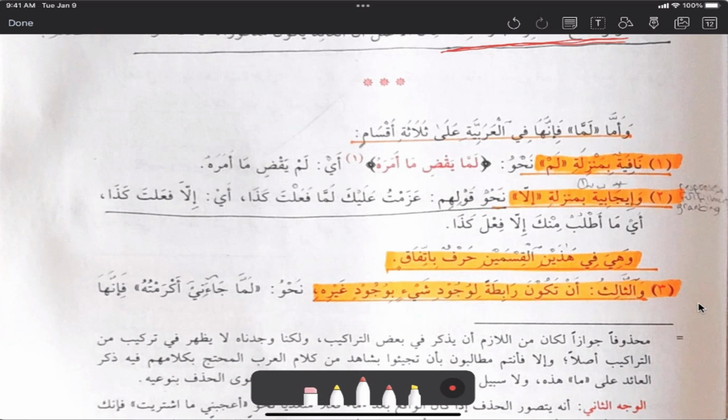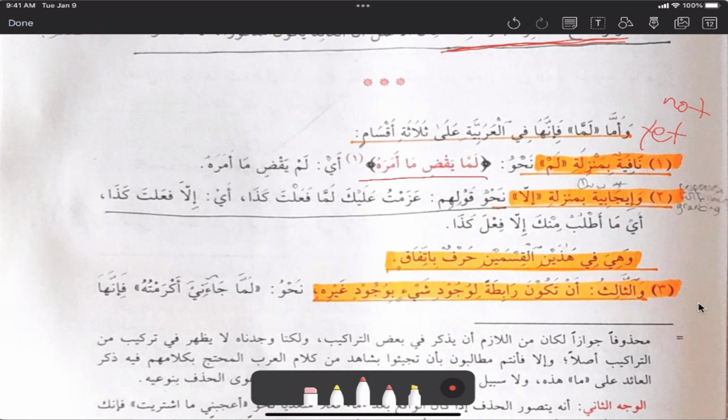One, al-wahid, nafiyatun bimanzilati lam. There's a lamma that's a negating particle, and it means similar to lam. It basically means "yet," or "not yet." Lamma, when it's a negating particle, means not yet. So up until now, it's being negated. نحو لما يقض ما أمره أي لم يقض ما أمره. So here's an example of that in the Quran that's in Surah Abasa. We're going to start Surah Abasa tomorrow, inshallah, the tafsir.